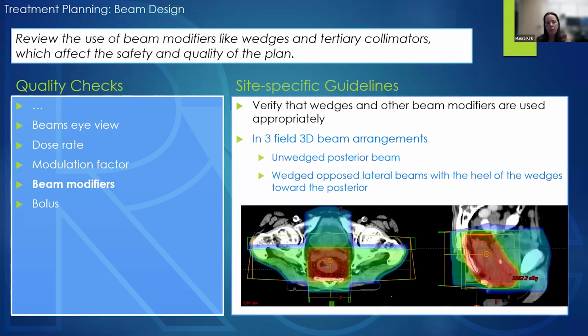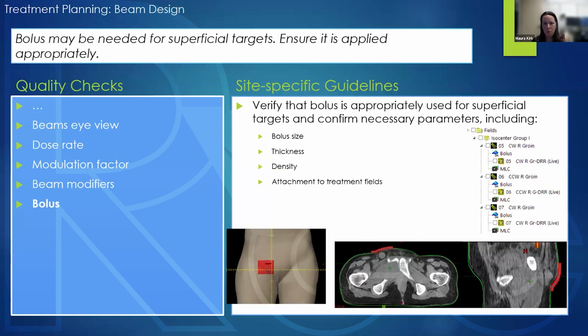In terms of beam modifiers, a frequent place in the pelvis that we see beam modifiers are using wedged beams when we use that 3-field 3D technique. So with this technique, you usually have an open posterior beam, and then your lateral beams are wedged with the heel posterior to account for the attenuation of the posterior beam. For bolus, you want to verify that bolus is appropriately used for superficial targets and confirm necessary parameters, including the bolus size, thickness, density, and attachment to treatment fields.